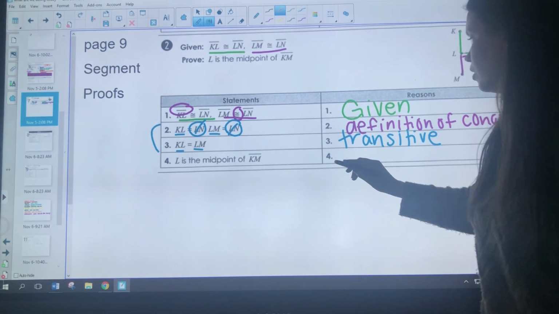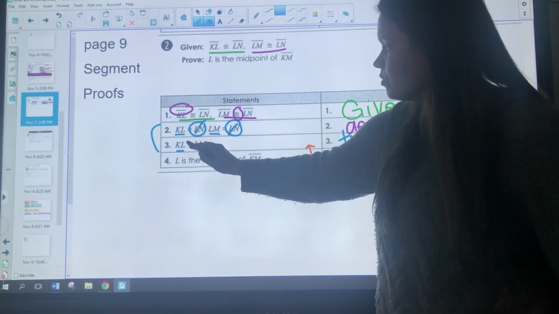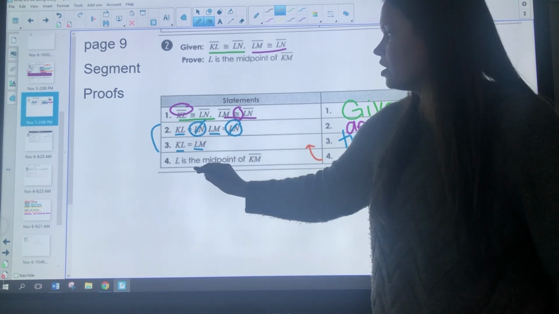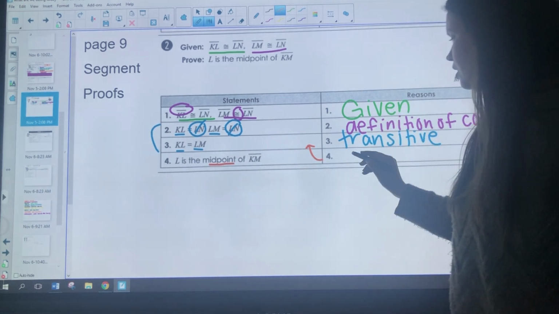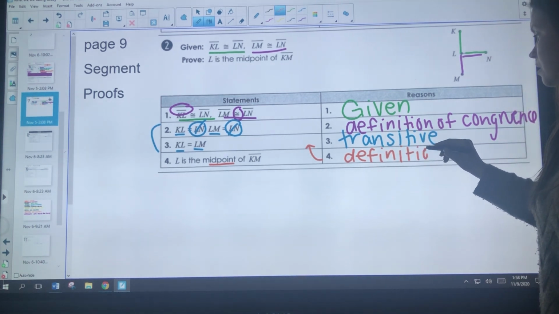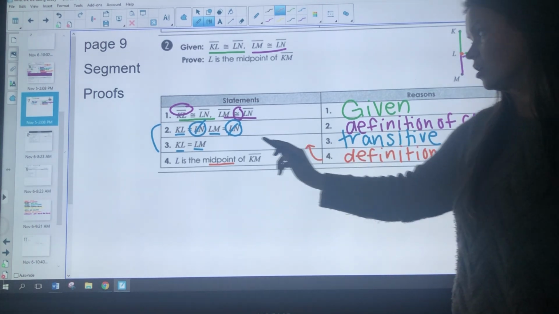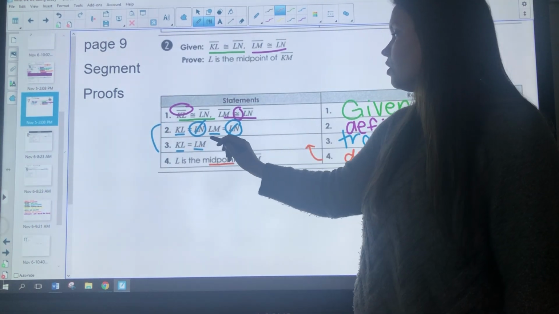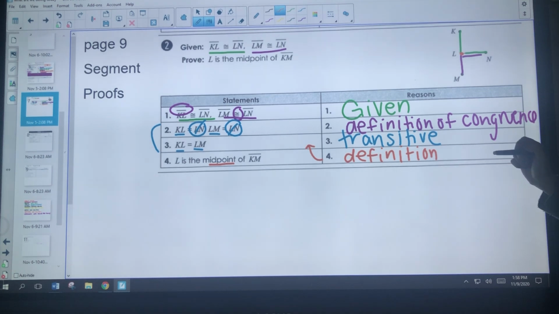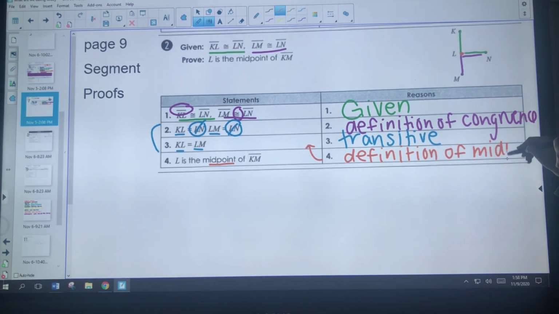And then the last row, only use the row above to get it. If the length of KL is equal to the length of LM, why are we allowed to say that L is the midpoint? That's because the definition of midpoint is a point which divides a segment into two equal parts. So here they said those two parts are equal, therefore we can prove that because of the definition of midpoint. Okay, so that's the kind of thought process you have to go through.